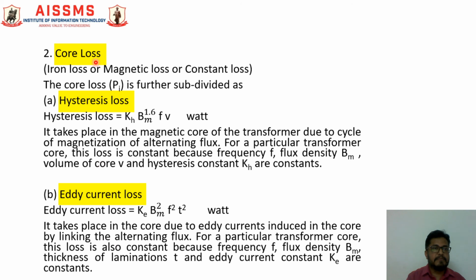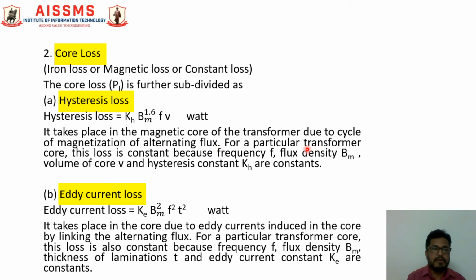Now second type, that is core loss. It is also known as iron loss or magnetic loss or constant loss. The core loss is denoted by Pi, and is further subdivided into two. One is hysteresis loss and second one is eddy current loss. Now equation for hysteresis loss is Kh into Bm raised to 1.6 into F into V watt. This hysteresis loss takes place in the magnetic core of the transformer due to cycle of magnetization of alternating flux.